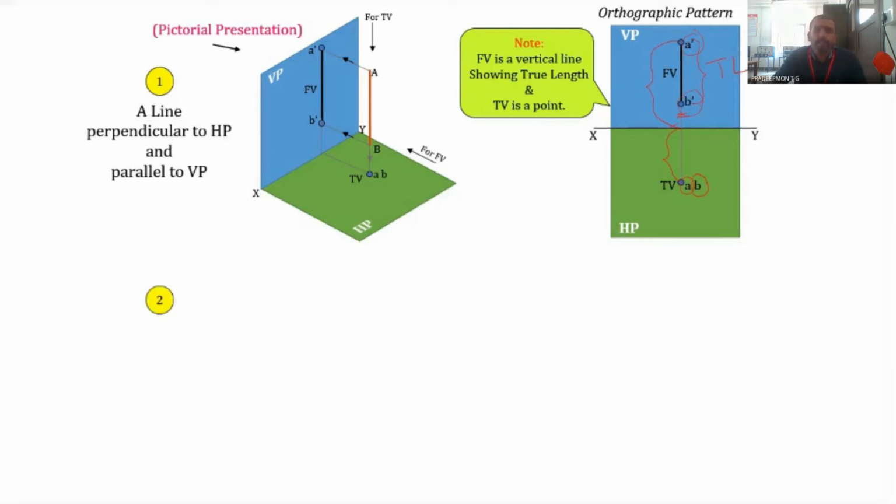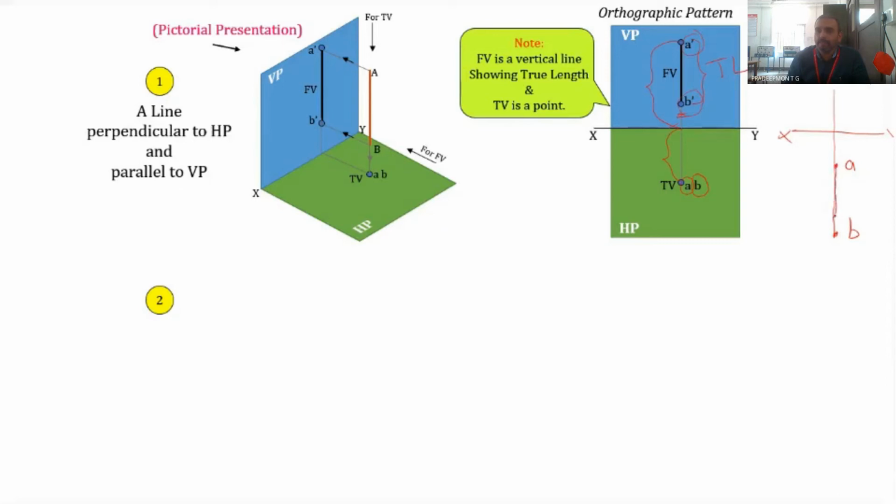And now we move on to case 2, which is the line parallel to both HP and VP. When the line is perpendicular to VP and parallel to HP, the roles are reversed. In that case, the views will be like this. This will be our XY line, and here it will be, sorry, first B dash and then A dash. And then we have to draw a vertical line, and here it is A and here it is B. So it will be like this.